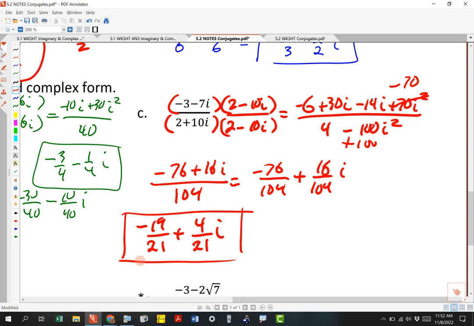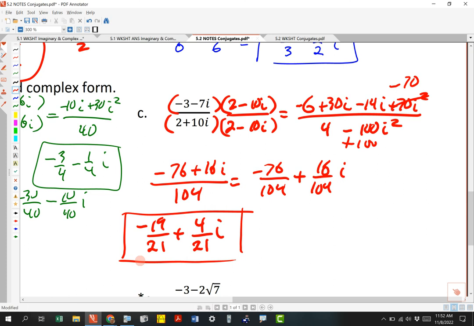Luke, I got 16 minus 11i over 26. It did say write it in standard complex form, right? Okay. Take a look. I for sure got it right. Okay, hold on. Let's take a look at the bottom.